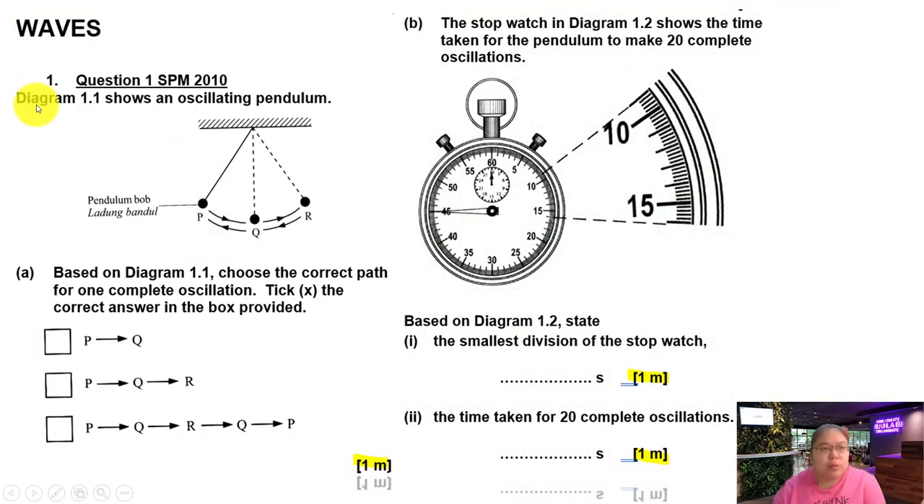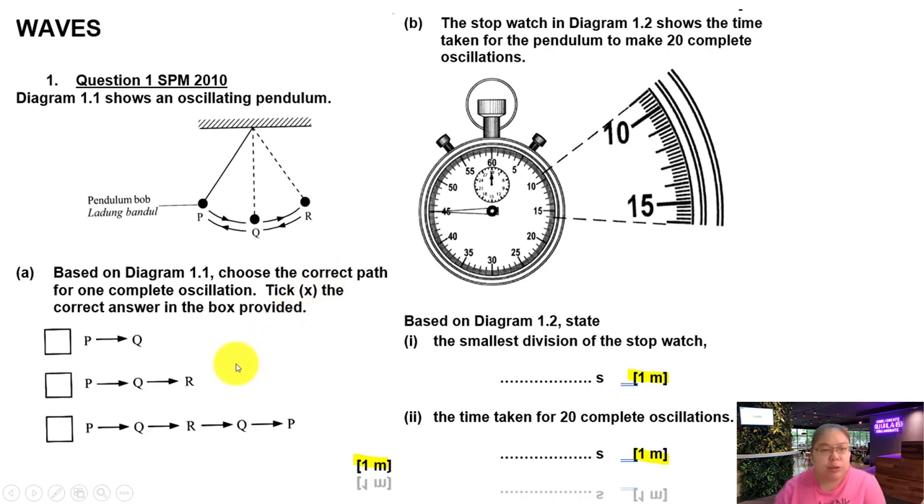Okay, let's see the first one. First one is a diagram that shows the oscillation of a pendulum. Diagram 1.1 shows the correct path for one complete oscillation. So you need to tick the cross in the correct answer in the box provided. The question says cross, so better you put the cross. Because when I did the PowerPoint, I forgot to see it was a cross, so I put the tick. So I remind you, remember when the question says cross, then you need to put the cross.